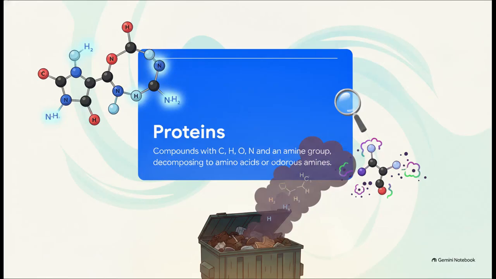Next up on the list, we have proteins. These are complex compounds containing carbon, hydrogen, oxygen, and, this is the kicker, nitrogen. They consist of an organic acid with a substituted amine group, which we write as NH2. Now, proteins make up roughly 5 to 10% of the dry solids in your typical trash. When they completely break down, they form amino acids, which is fine. But the real-world consequence of partial decomposition is that it produces amines.